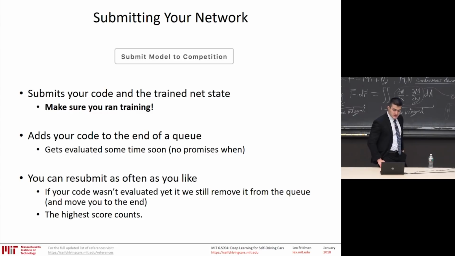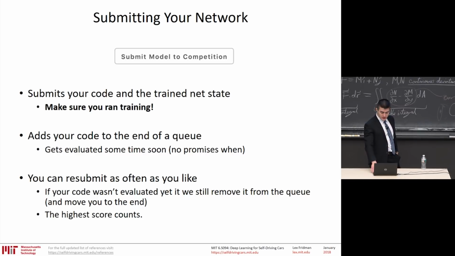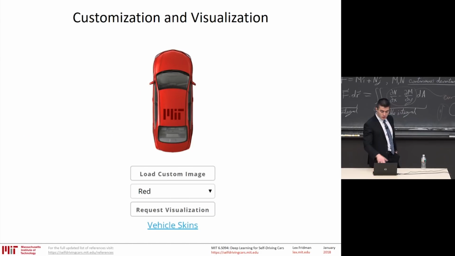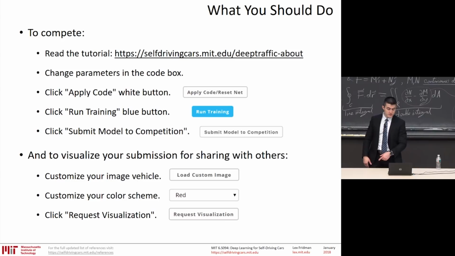Submitting your network: submit model to competition, and make sure you run training first. Otherwise, the weights are initiated randomly and it will not do so well. You can resubmit as often as you like, and the highest score is what counts. The coolest part is you can load your custom image, specify colors, and request a visualization. We have not yet shown the visualization, but I promise you it's going to be awesome.